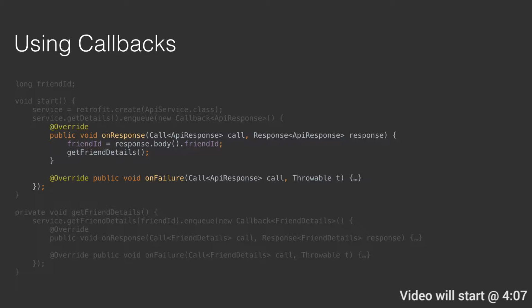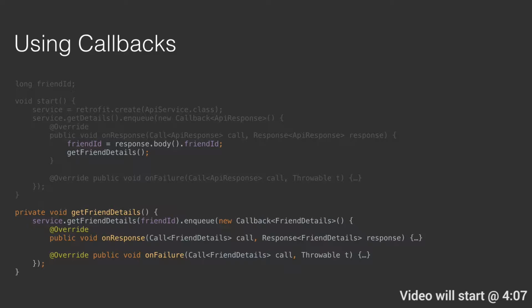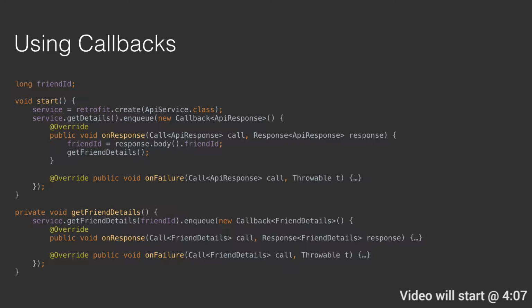But if we have another service that we have to call that depends on this first service, we have to assign a variable, so we have state in our class now. Here we're assigning friendId to some part of the response that we got in our first request, and we're using that to make our second request, which is getting the details of a friend. And again, we have the same two callbacks, onResponse and onFailure, that we have to handle individually. So this is the least amount of code that you could have to deal with two requests that need to be executed synchronously, because one depends on the other.